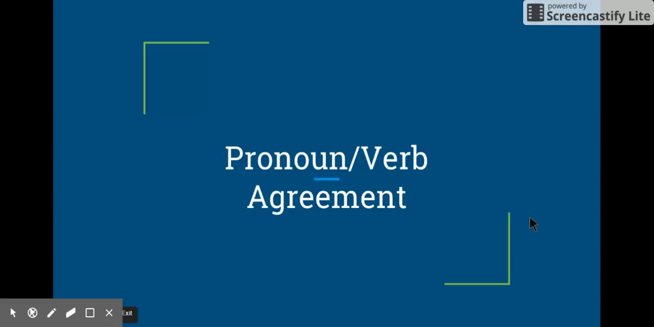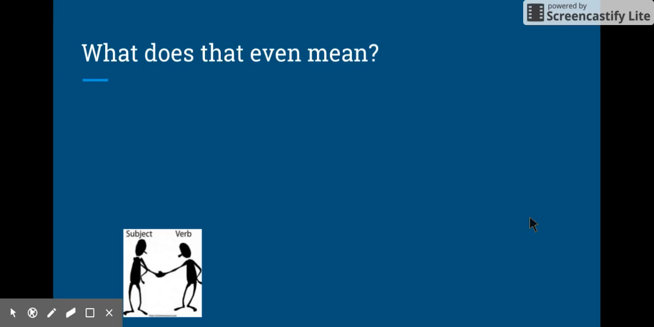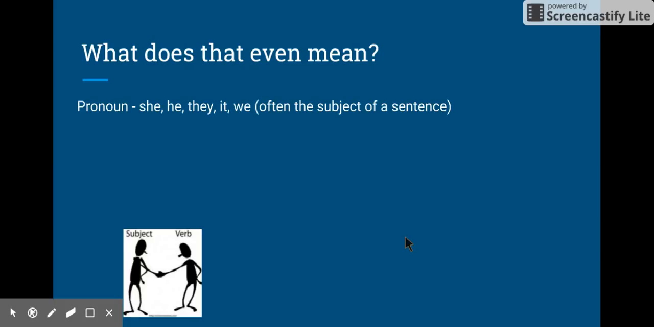Alrighty, we are going to be talking today about pronoun-verb agreement. Now, what does that even mean? I've got a picture here with two men who are agreeing. We know that because they're shaking hands. A pronoun, as you remember, replaces a noun. It's words like she, he, they, it, or we.